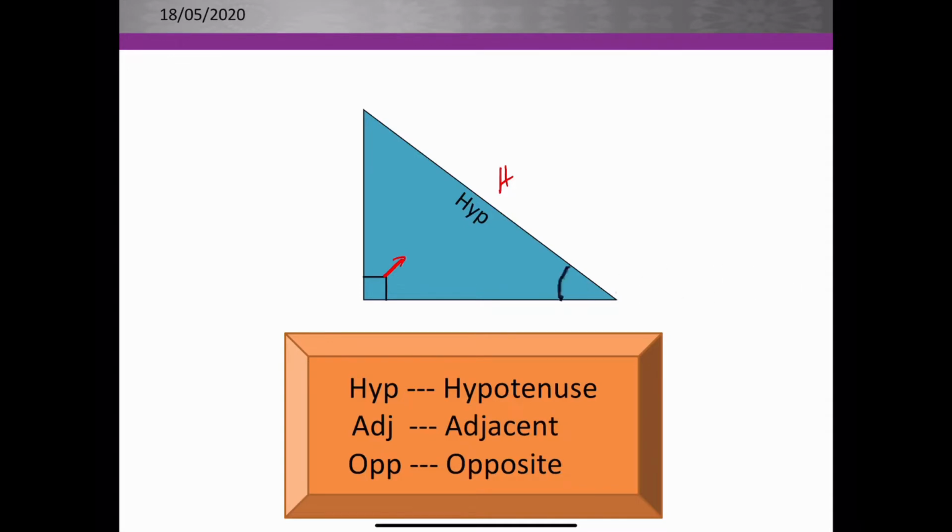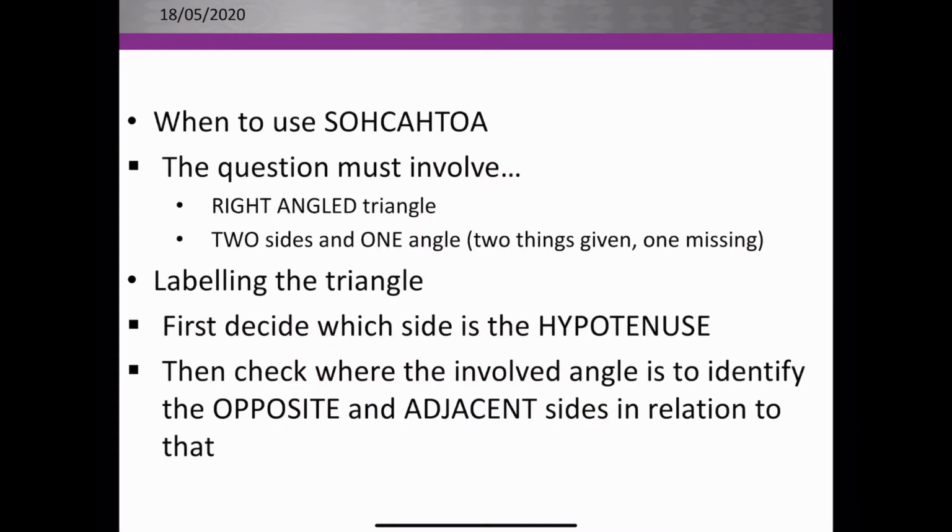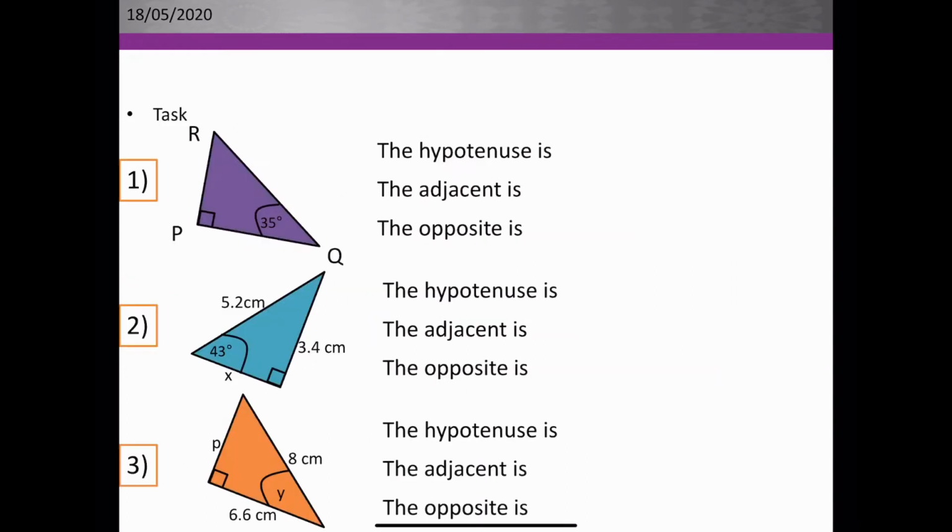If you've got a question like this, therefore, that will be the adjacent, and that will be the opposite, because it's opposite the missing angle, or the angle given. But if the question was in such a way, now this one at the bottom will be the opposite, and that will be the adjacent. So that's the main thing about trigonometry, making sure that you actually label it correctly.